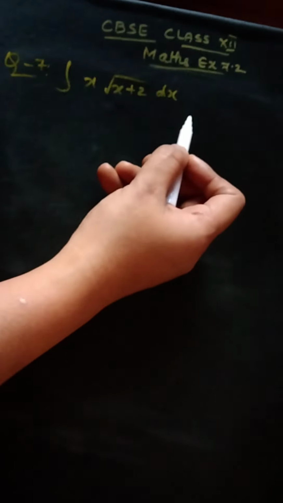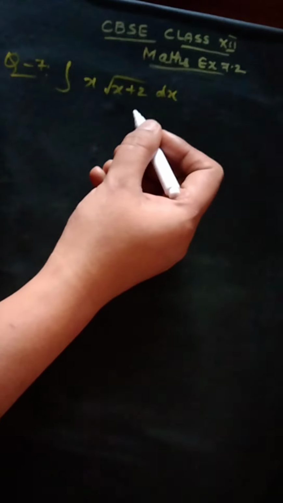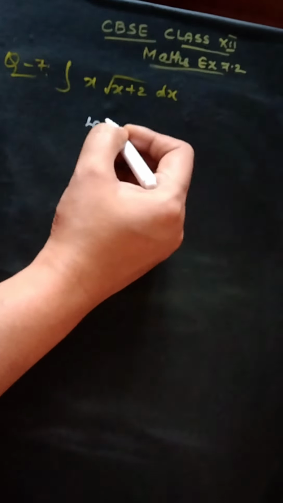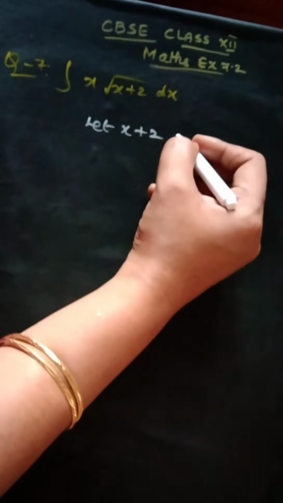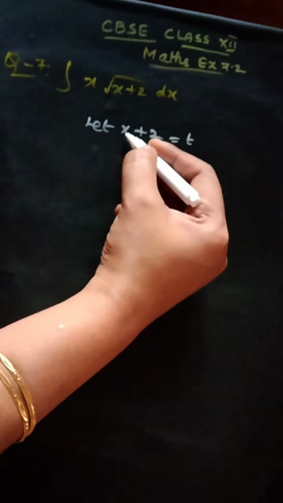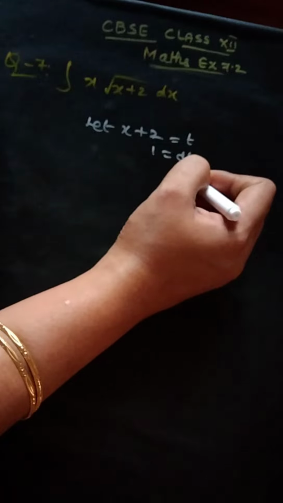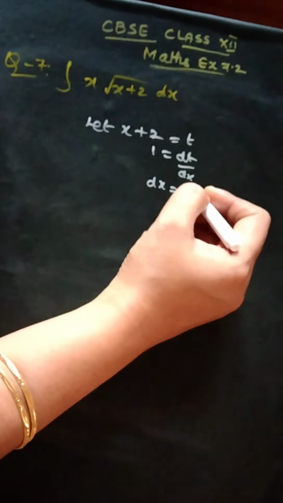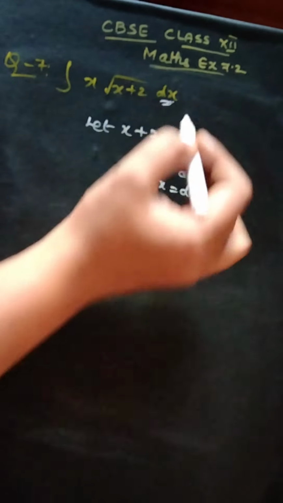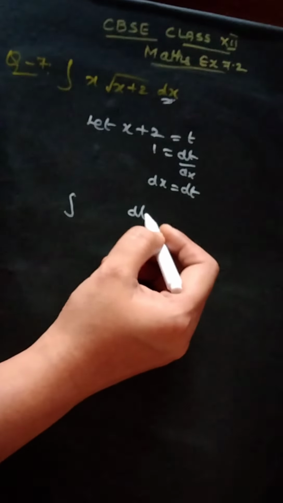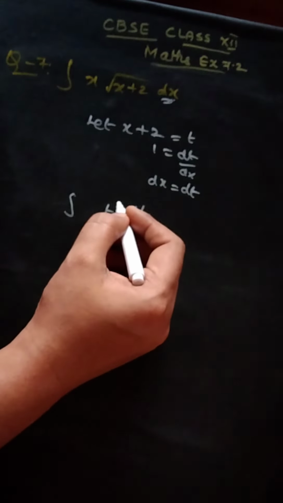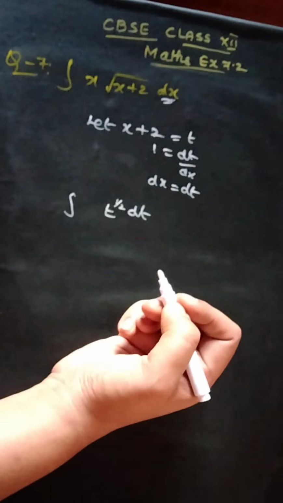Question number 7. Integral x into root of x plus 2 dx. As usual, the inside terms. Let x plus 2 equal to t. When we differentiate, this becomes 1, this becomes 0. When we cross multiply, dx is equal to dt. So dx part, we write it as dt. X plus 2, it is root t. I am writing it as t power half.